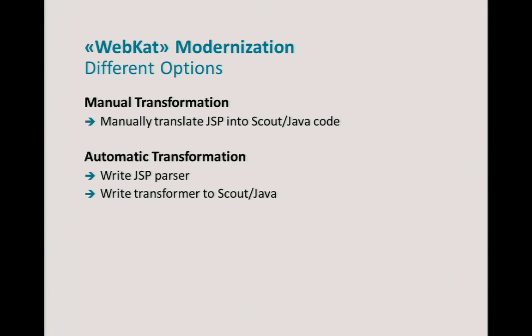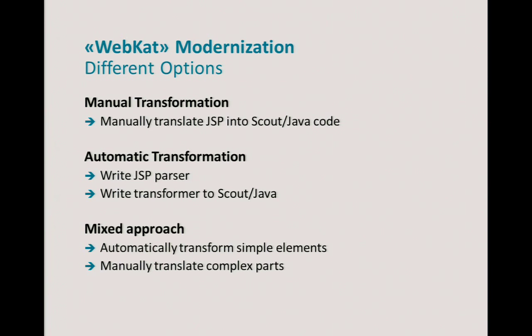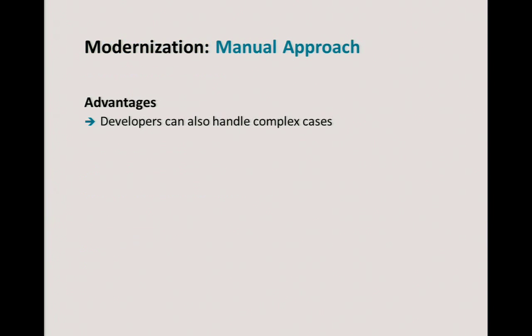But you could also think about automatic transformation. The JavaScript, well, not so much, but the JSP, these tagged JSP libraries, they're highly structured. So you could come up with a parser and a transformer that automatically transforms the stuff of your old application and pours that into the target stack of the new technology. Or you could have a mixed approach where you would only automatically transform simple elements and do the more complex stuff by hand, or manually. I'll go into some more details about this.